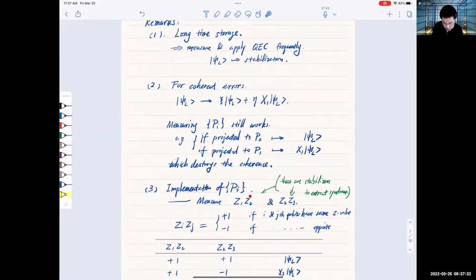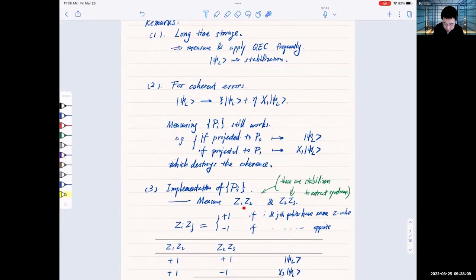However, if we measure collectively as Z1 times Z2, then the product Z1 Z2 should always be equal to 1 if there is no error, because the original code word is 0, 0, 0 or 1, 1, 1. When you multiply them, it will always give you +1. That gives some verification of whether it's in the logical space without disclosing which particular logical state it's in.